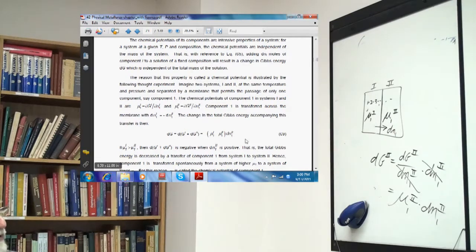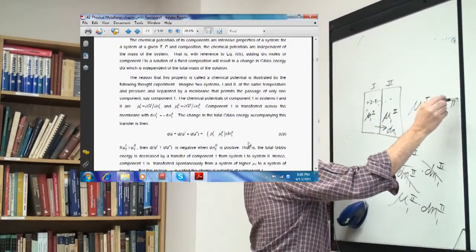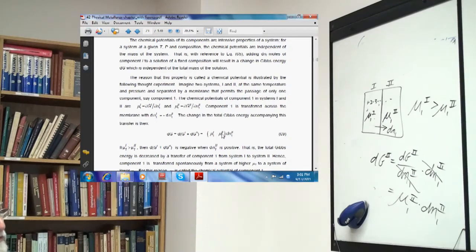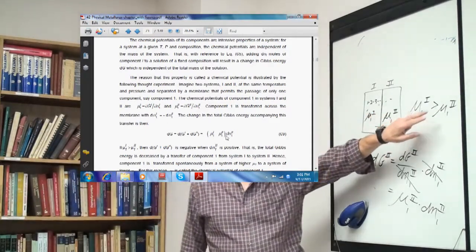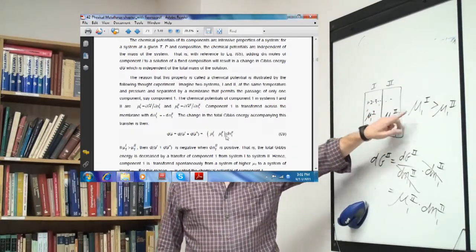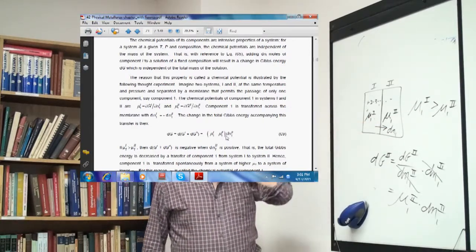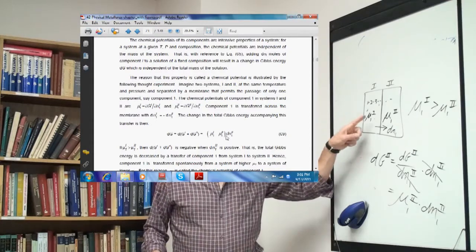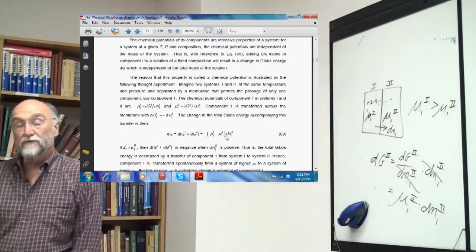Let's suppose that the chemical potential of 1 in compartment 1 is greater than the chemical potential in compartment 2. In that case, this term in parentheses is positive, and the total Gibbs energy change is negative, so it's a spontaneous process. If you have two compartments with a different chemical potential of component 1, with mu1 in 1 greater than mu1 in 2, and you transfer component 1 in that direction, there's a decrease in Gibbs energy, so that's a spontaneous process. So component 1 will be spontaneously transferred from high chemical potential to low chemical potential. So mu1 is a potential for the transfer of a component.